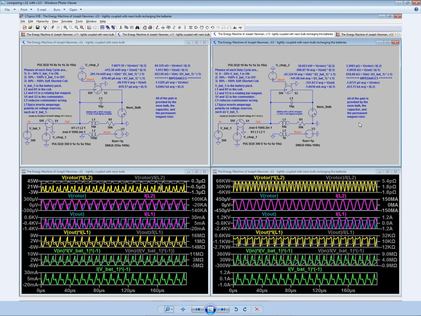Impedances. The whole point of this is to compare impedances between two different versions. Version 11, over here on the left, is the most recent development of my simulation of the Joseph Newman motor for maximum efficiency, because I included a neon bulb, my idea, and a capacitor, that's Newman's idea. And then of course the base reference for gain in this is the spinning magnetic field of the spinning bar magnet, which Joseph Newman does not take into consideration.